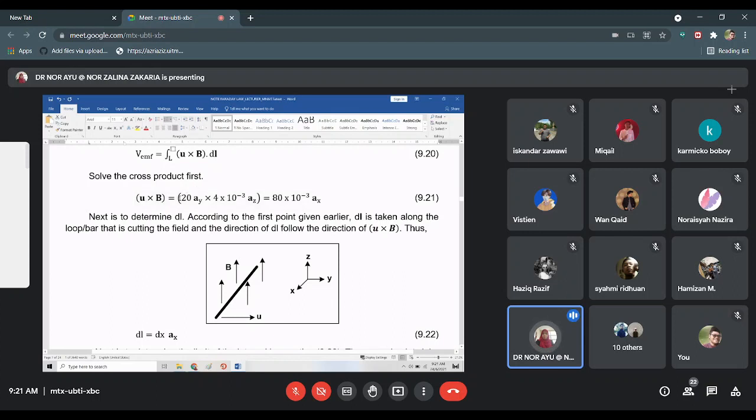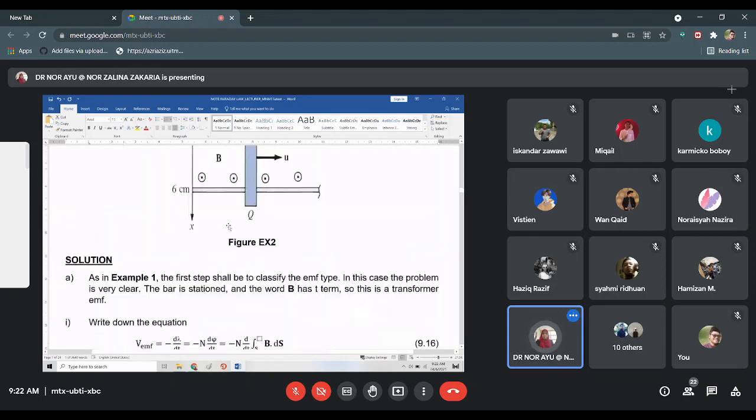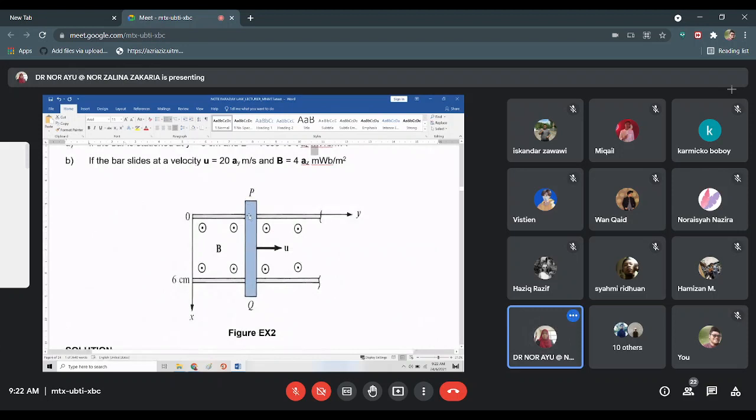And then this one over here, you just times both values. So you will get 80 times 10 power of minus 3. Alright, so now you need to determine what is your DL. So again, DL is referring to where the line cuts your magnetic flux density over here. So where is the line? Which line cuts the magnetic field? Okay, so you can look back into your figure. You can see here, this is your bar. So which line cuts the magnetic field?